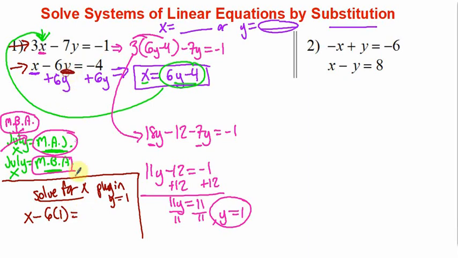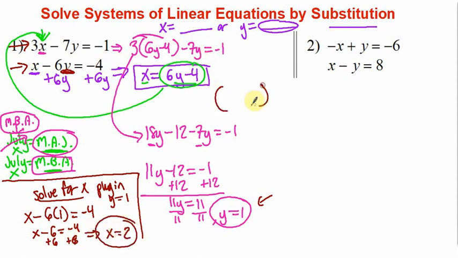So I'm taking this y and I'm substituting a 1 in there because we just found that y equals positive 1. So 6 times 1 is 6, and then if we add 6 to both sides, we would come up with negative 4 plus 6, x equals 2. So here's how a lot of times they'll write the solution. They'll write it like a coordinate pair. So x comma y would be x equals 2 and y equals 1.